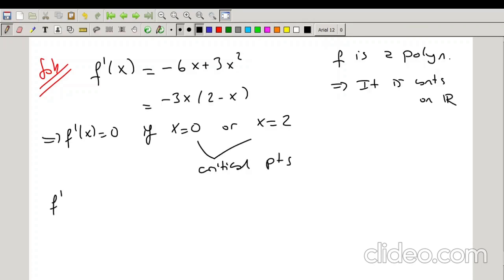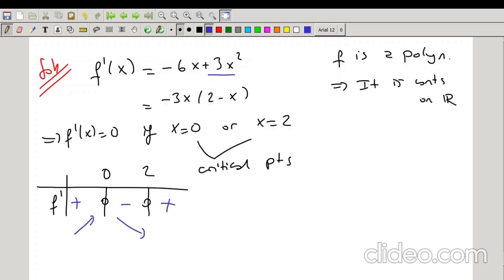Let me sketch the table again. You have the point 0 here, 2 here, so you must be able to use this table method. It will be useful for us when we sketch the graphs. We have just one root, and the sign of the function is, in that case, the greater one is x squared, so we start by plus, minus, plus: increasing, decreasing, increasing. Conclusion: here you have local max, here we have local min.